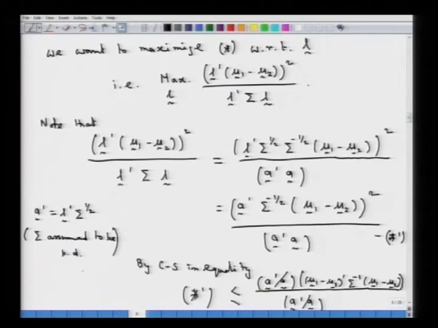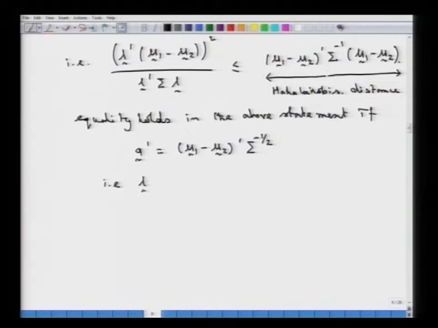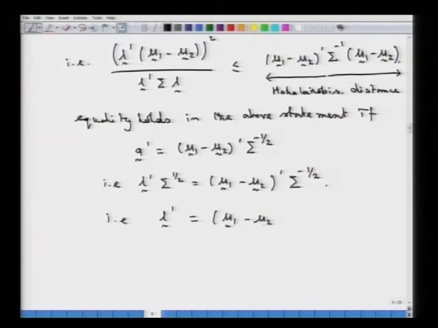That is, now what is A prime? A prime is L prime sigma half, that is, this L prime sigma half is equal to mu 1 minus mu 2 prime sigma to the power minus half. That is, our L prime is equal to, post multiplying this particular equation by sigma to the power minus half, what we will be getting is mu 1 minus mu 2 prime sigma inverse, right. That is the optimum L, which would maximize the distance between the two univariate populations, is going to be given by this particular sigma inverse mu 1 minus mu 2.